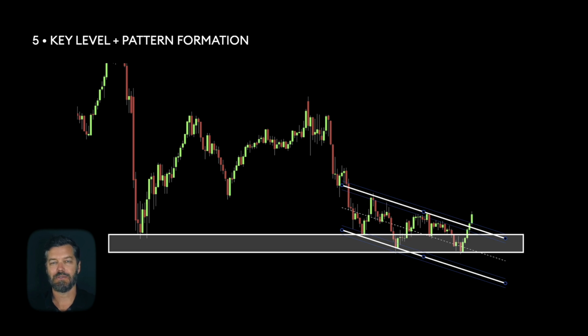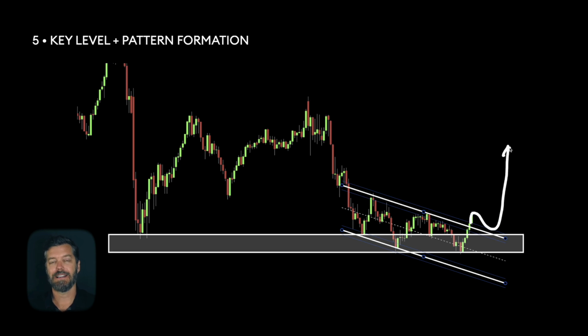This breakout signals that the price is likely to continue upward, reversing from the previous downtrend. At this point, you would take long entries as the breakout from the pattern, combined with the significance of the key level, gives you a higher probability of success.